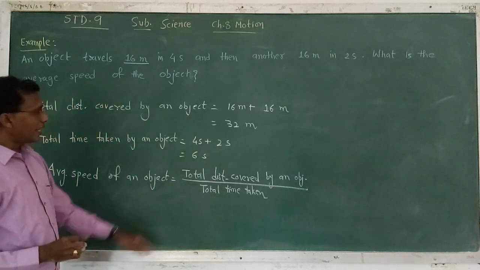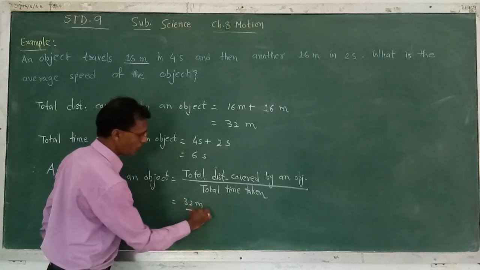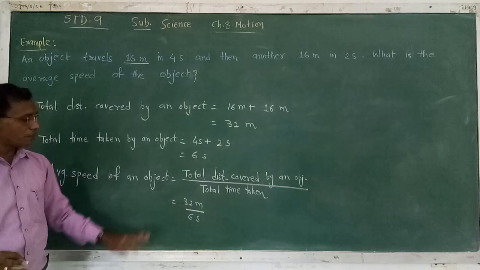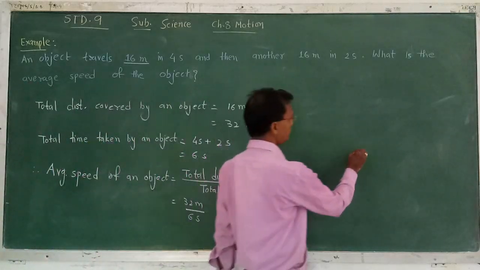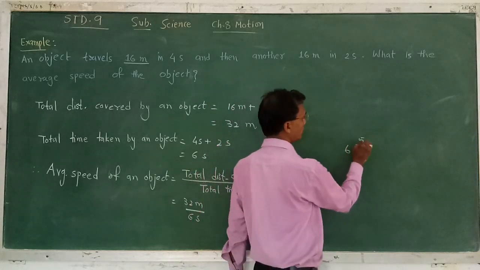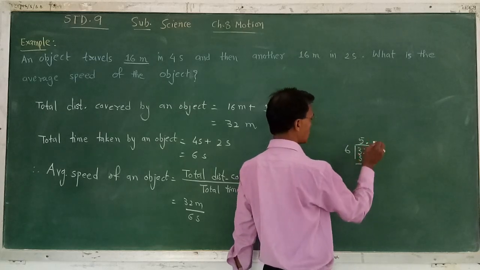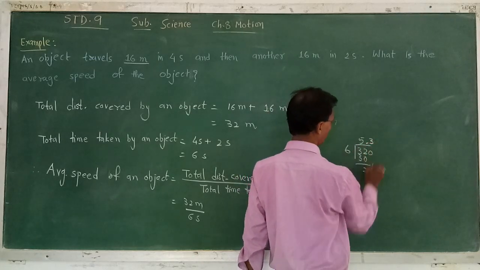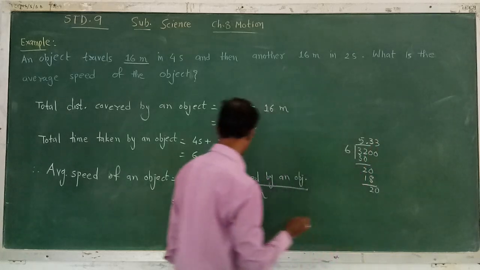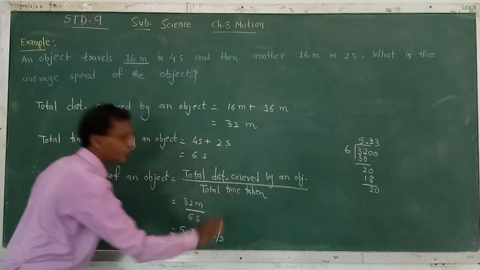So the total distance is 32 meter and the total time is 6 seconds. So 32 divided by 6. 6 5s are 30, remainder 2, 6 3s are 18, and so on. So the answer is 5.33 meter per second.